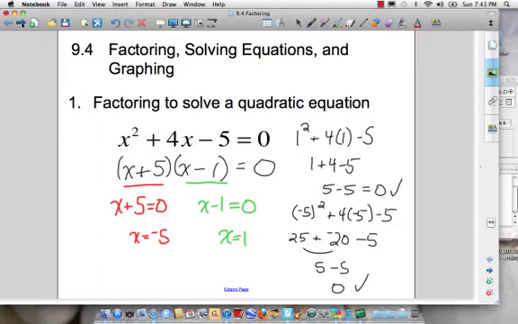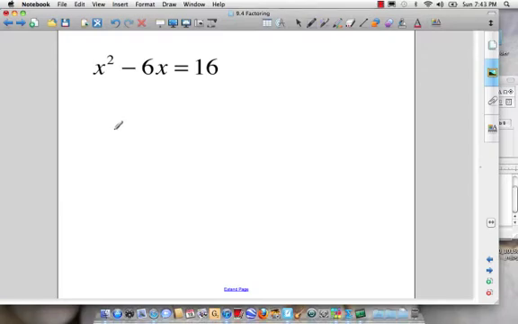Okay, so let's look at another example. This one, before you even attempt factoring, you really want to make sure it's equal to 0. So I'm going to subtract 16 from both sides, because factoring won't help you solve an equation unless it's equal to 0. So this is the part that you might really need to practice, is actually factoring.